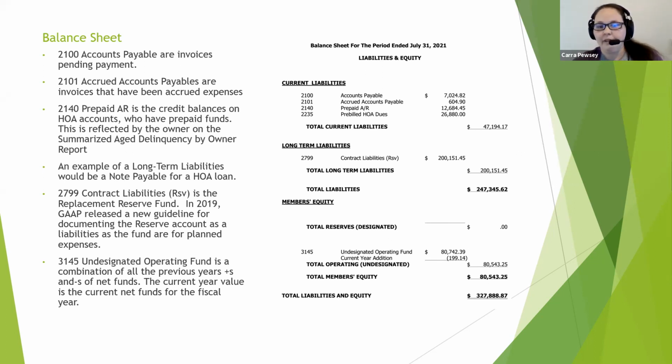So the top part right up there, undesignated operating funds, is the combination of pluses and minuses of the operating accounts since the beginning of the association. So the highs and lows, you add it all together, that's what you get. For this particular association, they had 80K in operating funds that they pulled forward to 2021. The current year, they are running over budget by $200. So that's what the bottom line is, the current year's additions.